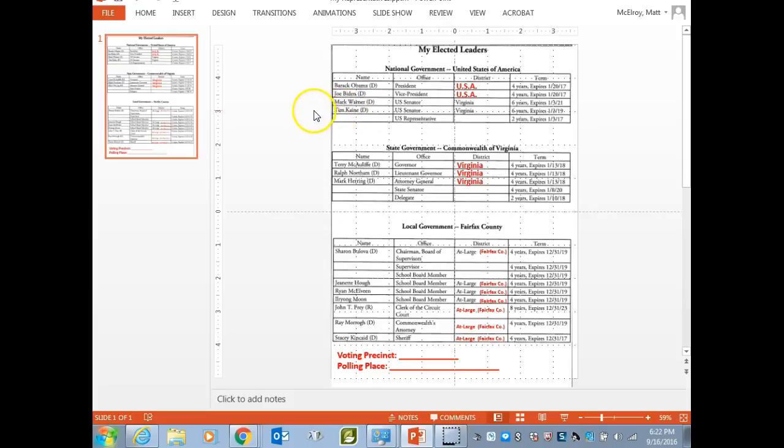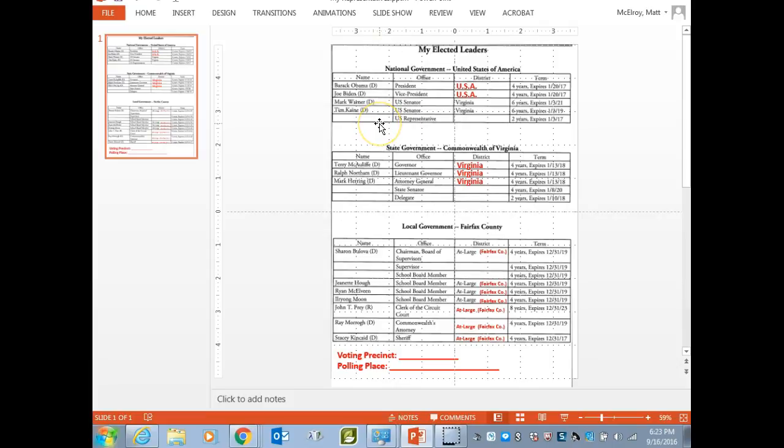And that's because our two U.S. Senators for Virginia, Mark Warner and Tim Kaine, both represent all of Virginia. And so no matter where you live in Longfellow's district, you will be represented by those two senators. You'll also see a blank line below that, and you'll see that the name and the district are not filled in. And that's because, depending on where you live in Longfellow's district, you may have one of three congressmen. And so we're going to determine who your congressman is.